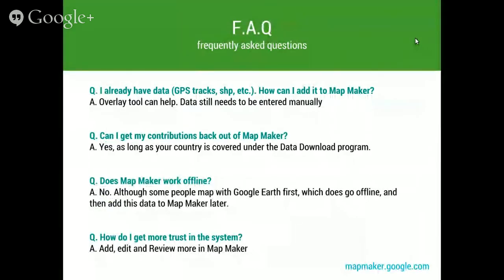And next, okay, frequently asked questions. Okay, I already have data, GPS tracks. How can I add it to MapMaker? This is what I was talking about, the overlay tool. Okay. I'll just show this.